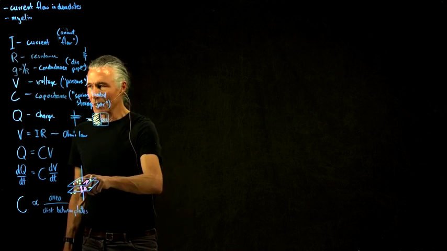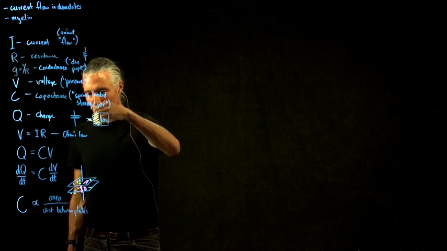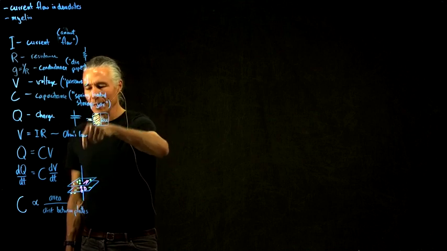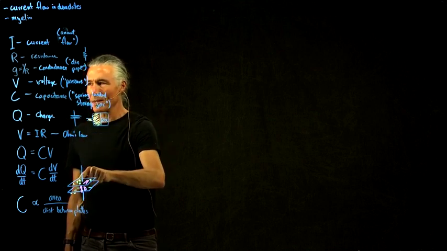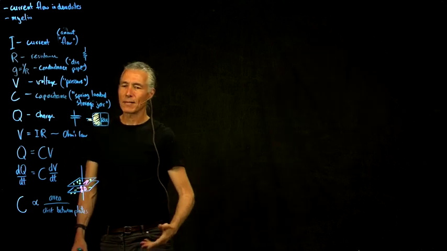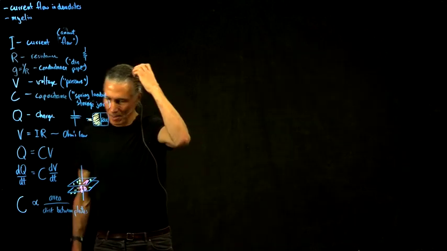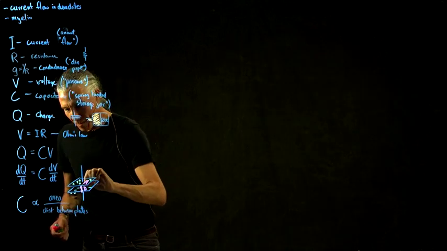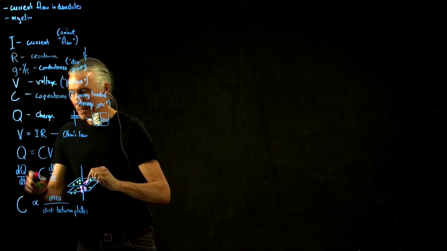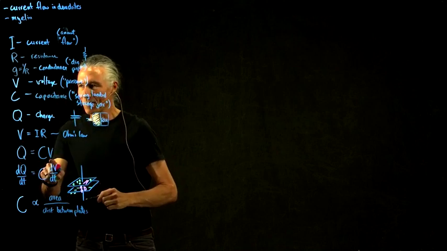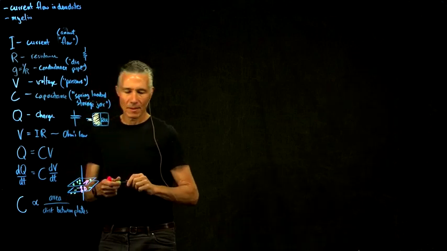In order to get the charges there, somebody had to move them there, and so some voltage pressure pushed them down here in order for them to get onto the plate. I mean, that explains why they built up on the plate. They built up on the plate because some voltage drove them there.